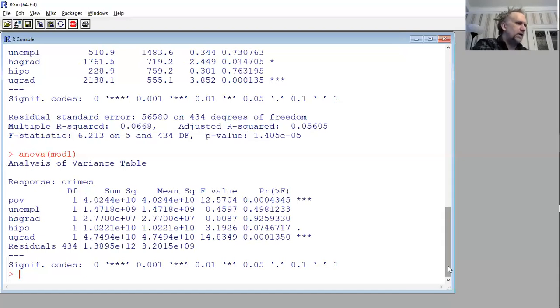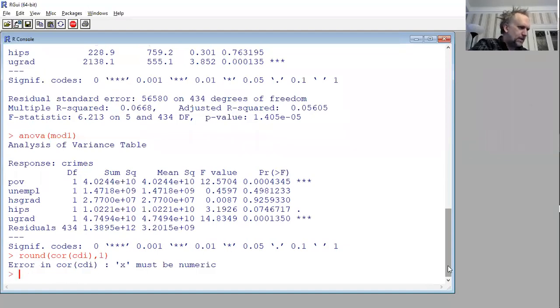So let me do correlation. I'm going to round it too, let's just round it to 1 decimal place. Correlation of the CDI data frame, and I will round it to 1 decimal place. Error in cor CDI: X must be numeric.